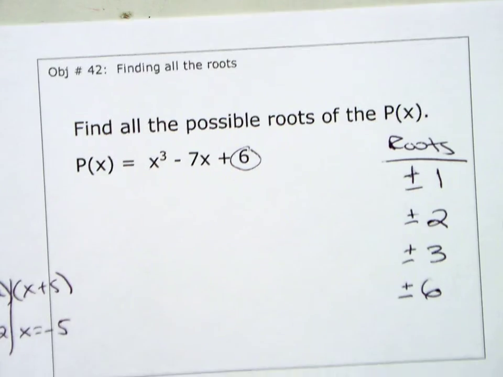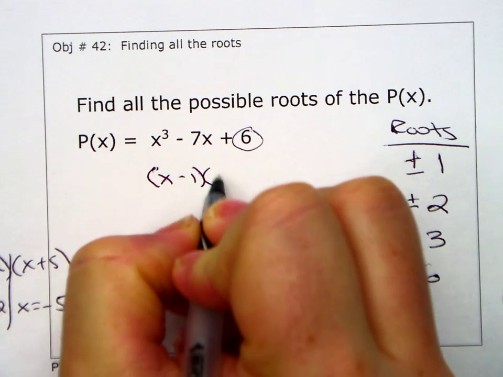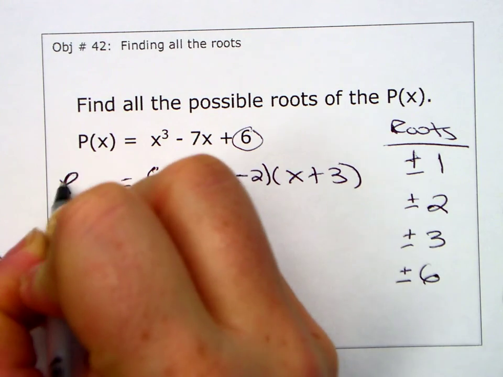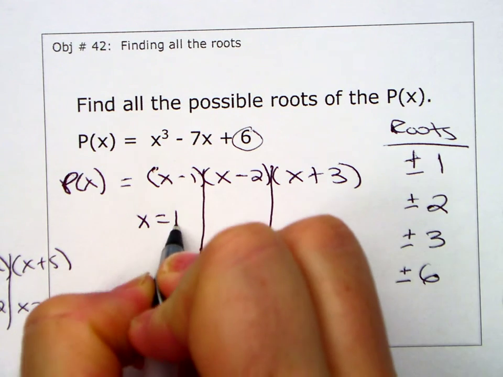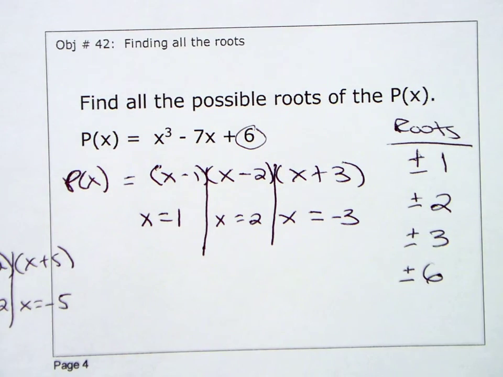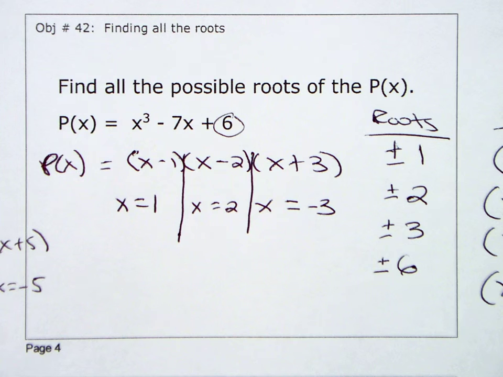Right? So my p of x, and I'm going to rewrite it. My p of x was x minus 1, x minus 2, x plus 3. So then what are my actual roots? X equals 1, x equals 2, x equals negative 3. So that's the process. I do synthetic division, get my polynomial down to something that's easier to deal with, and then I state my roots. Okay? All right, let's try another one.